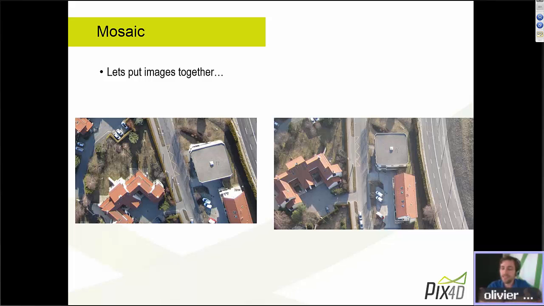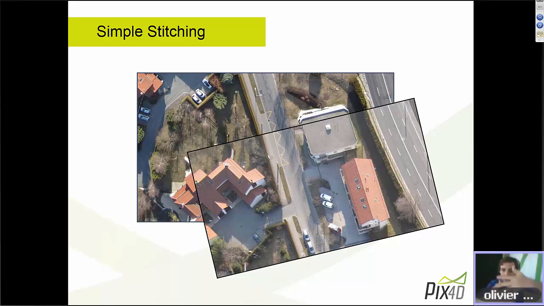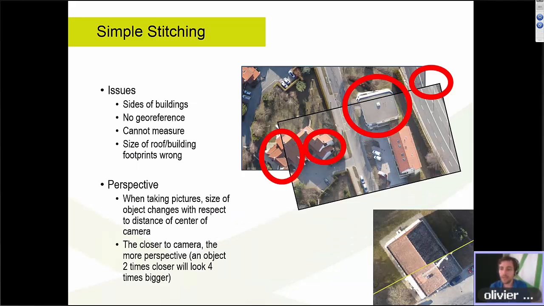And if we try to stitch the image together in a very naive way, we would basically try to rotate them, change the scale, and maybe change a little bit the shape until they fit together. And they kind of fit together in a very simple stitching way. However, there are many, many issues by proceeding in this very simple stitching way.